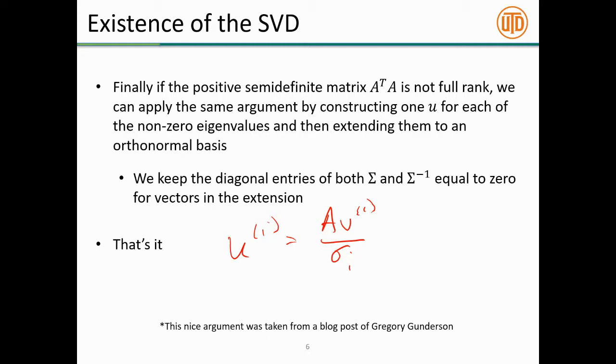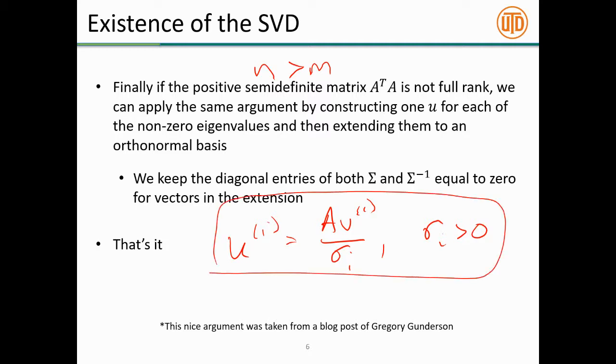And so in this case, we have n greater than m. So to construct... no, I was right the first time. n is greater than m. That's how we end up with some of the eigenvalues of A transpose A equal to 0. So for the ones that are not, we define ui like this.